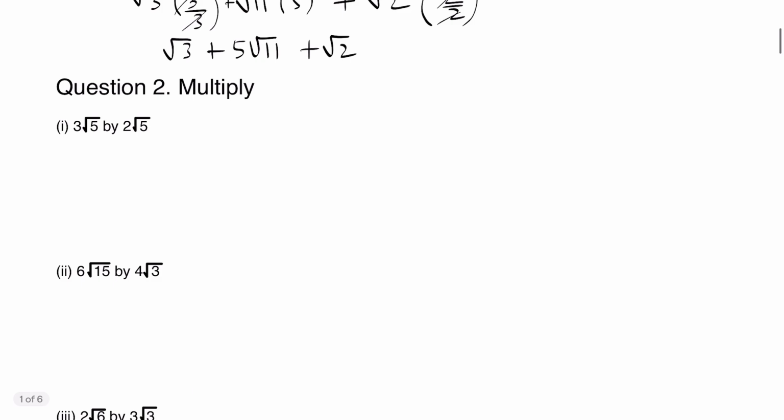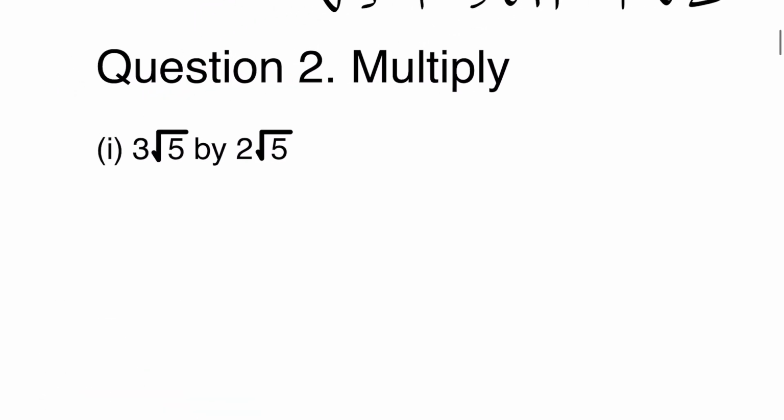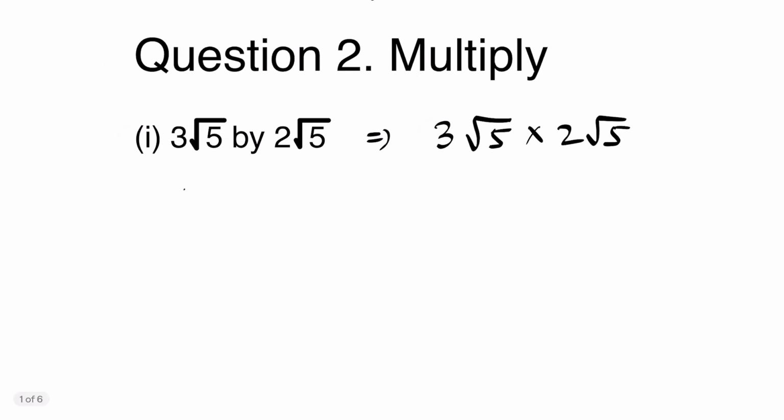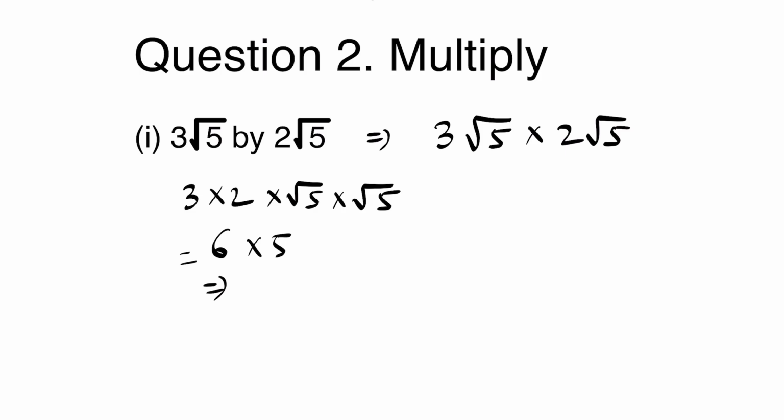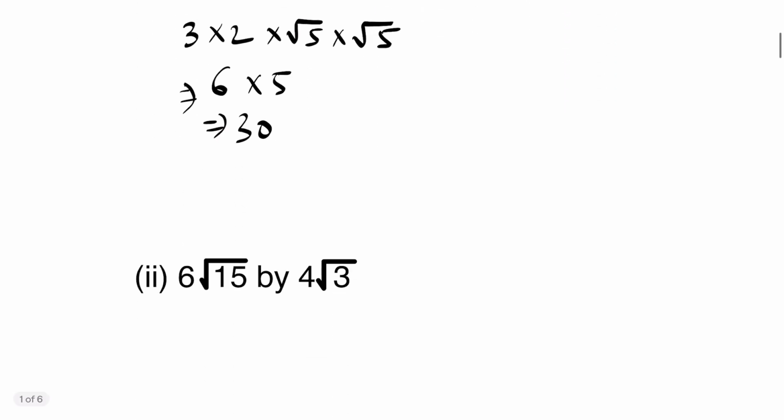The next question is multiplying. We will write this as 3 root 5 into 2 root 5. So we can write this as 3 into 2, and root 5 into root 5. This will become 6, and this will become 5. So this is equal to 30.